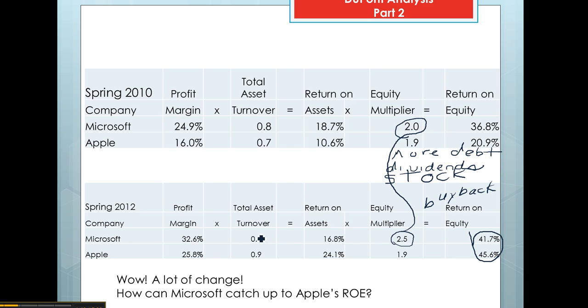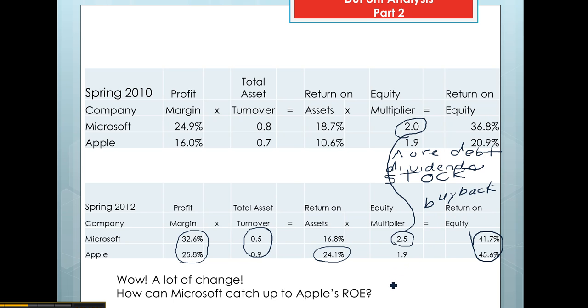What else has happened? Microsoft's total asset turnover has gone down. Apple's has gone up. Profit margins increase for both of them. Microsoft is up about 8%. Apple's up almost 10%. Huge change in this return on assets for Apple as a combination of the increase in margin and increase in turnover. They've more than doubled. Stayed the same with their equity multiplier.